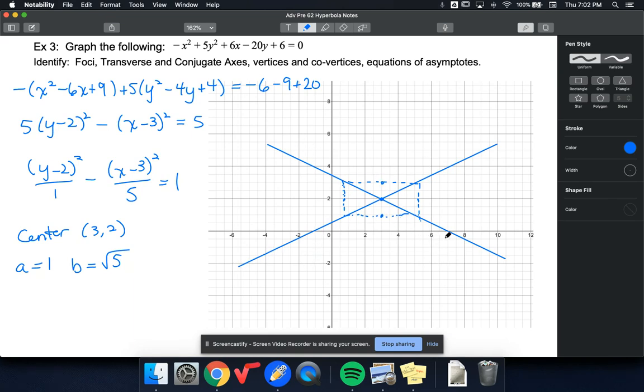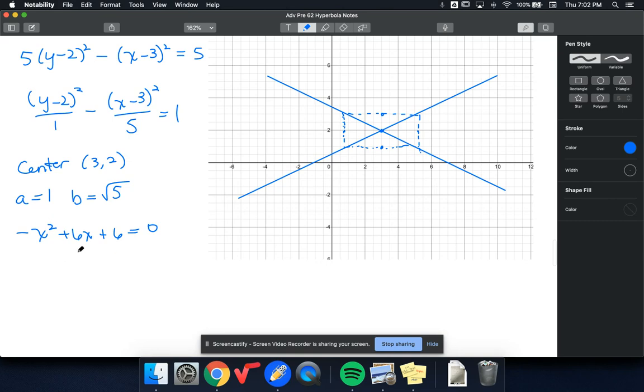But I care about intercepts, right? It doesn't say intercepts up here, but you know that I always care about those. So let's find our intercepts. I know that x-intercepts are going to happen when y is 0. I'm going to come back up to my original equation for that. So I'm going to have negative x squared plus 6x plus 6 equals 0. So this alone does not factor, so I'll complete the square.